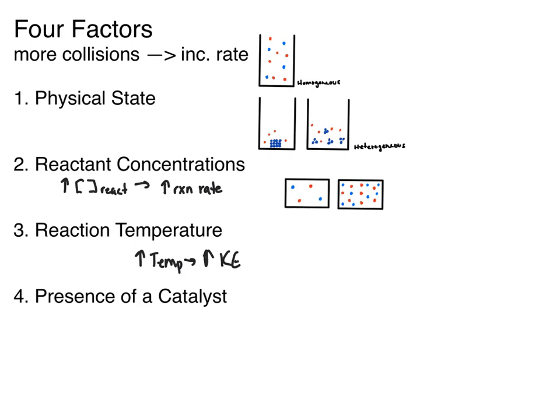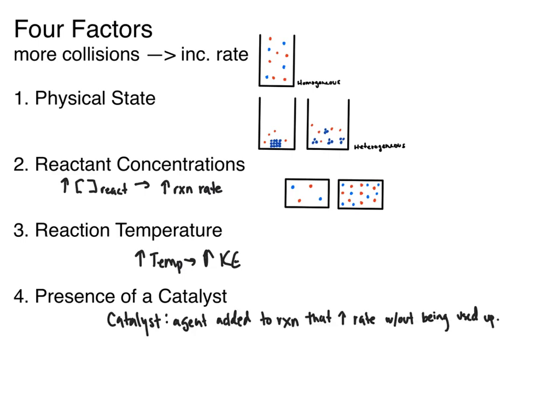This brings us to our fourth factor, which is the presence of a catalyst. A catalyst is an agent that gets added to a reaction mixture that's going to increase the rate of the reaction without actually being used up. The way that it does this is that it alters the reaction mechanism. It may alter collisions or change orientations, or isolate orientations that help facilitate better reaction probabilities, and subsequently leads to an increase in the rate of your reaction.